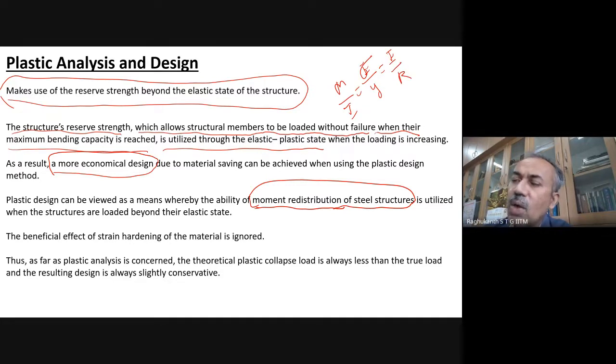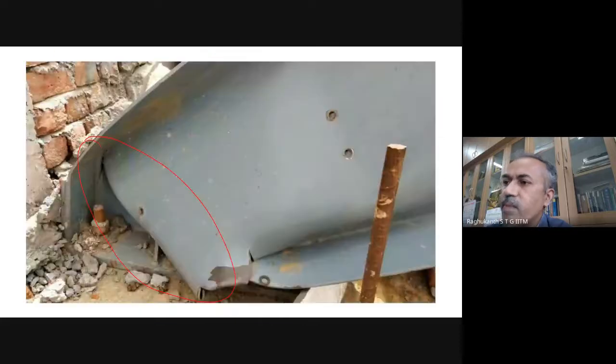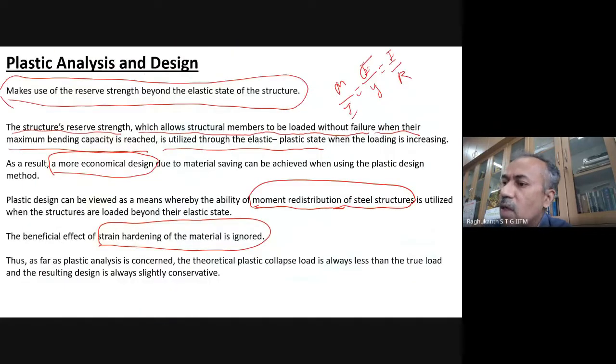So in plastic analysis also, we try to do this type of simplification. For this, we ignore this strain hardening portion itself. Okay, so this is a main assumption in our plastic analysis. So that means the stress strain curve is not like this. The stress strain curve is something like this. Okay? So this is what we try to do.